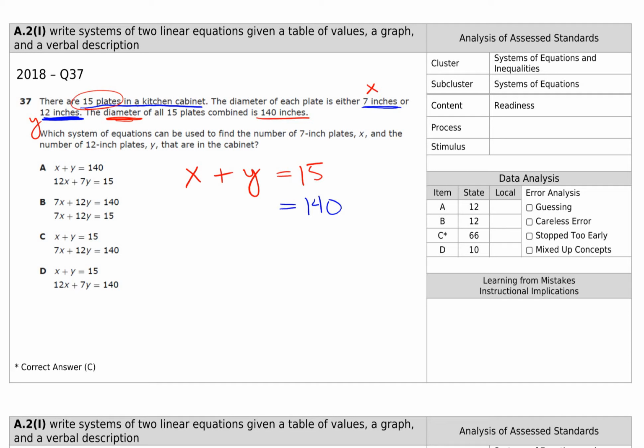Fair enough. The second type of equation is dealing with the actual lengths. So it's however many of the X length plates, and how much was the X length? 7. So it's 7 times however many of those plates there are, plus Y, which is the 12-inch plates, so 12 times however many of the Y plates there are is going to give our total there. Let's check our equations and see which one matches. X plus Y equals 15, 7x plus 12y equals 140. C is the answer.